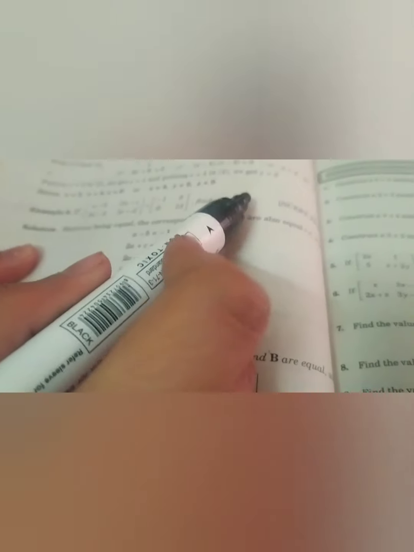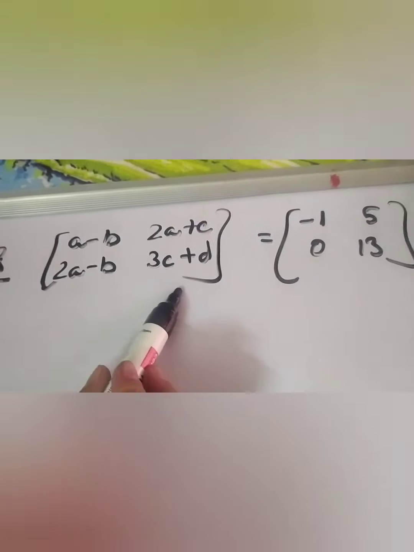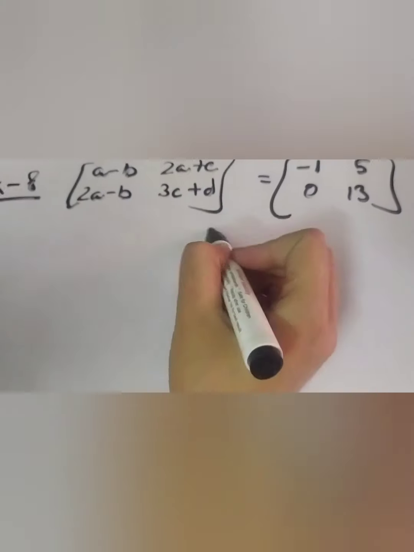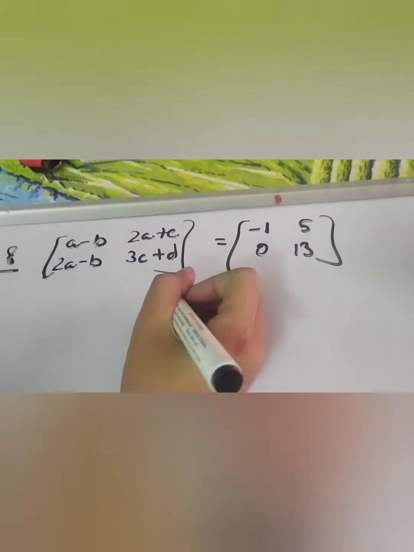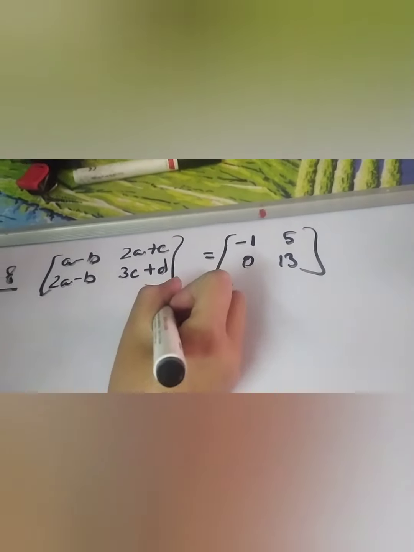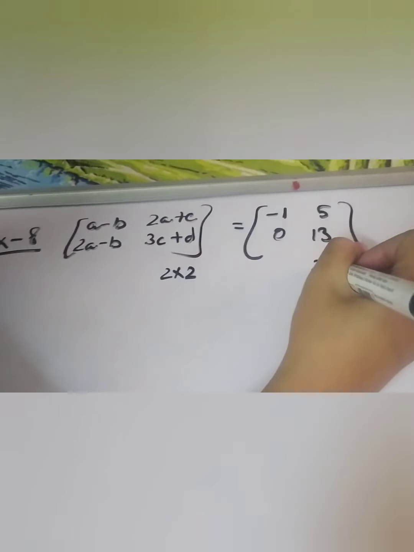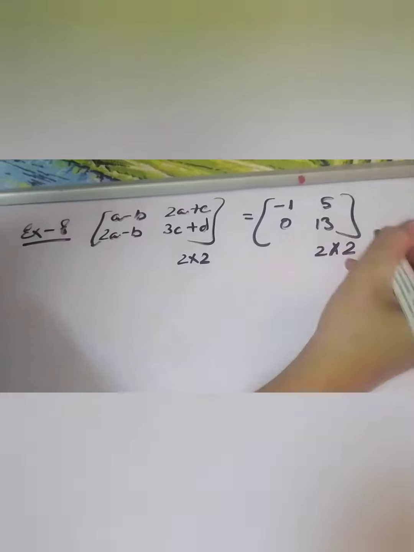Number 8: if these two matrices are equal, find the values of A, B, C, D. So let's see. Two matrices are equal only when they are of the same order. These two matrices are of the same order. Here the number of rows is 2 and the number of columns is 2, and the other is also of order 2 into 2. So let's find the values of A, B, C, D.